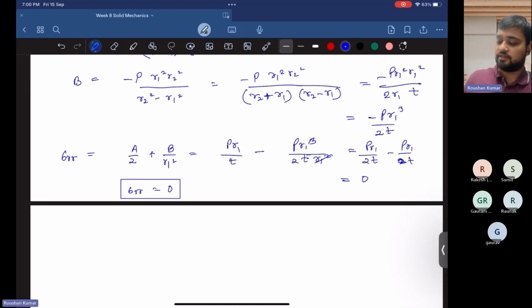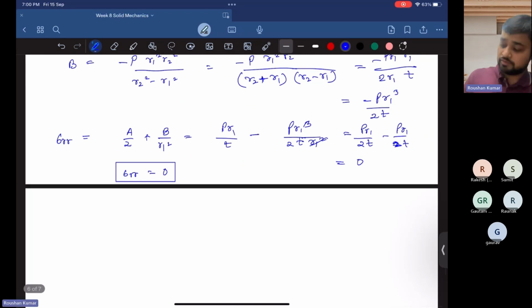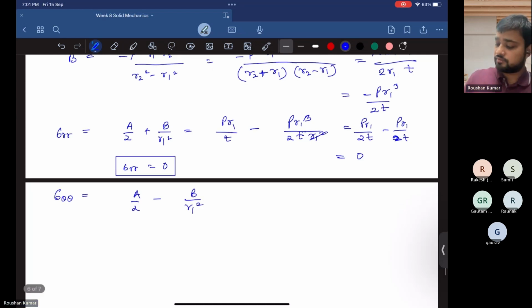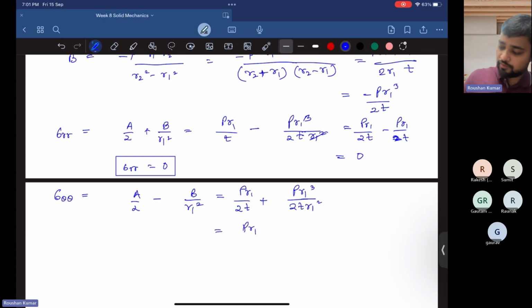And what about sigma theta theta? So sigma theta theta is given by A by 2 minus B by R1 square, equal to PR1 upon 2T plus PR1 cube upon 2T R1 square, which finally results in PR1 upon 2T plus PR1 upon 2T, which finally gives us PR1 upon T. So sigma theta theta for a thin pressurized vessel is given by PR1 upon T.